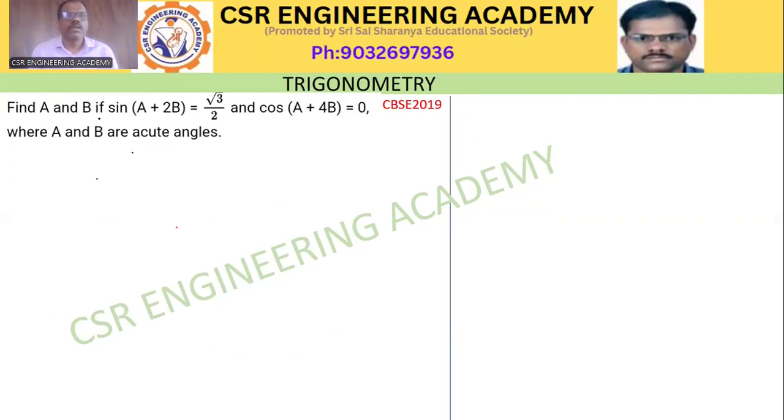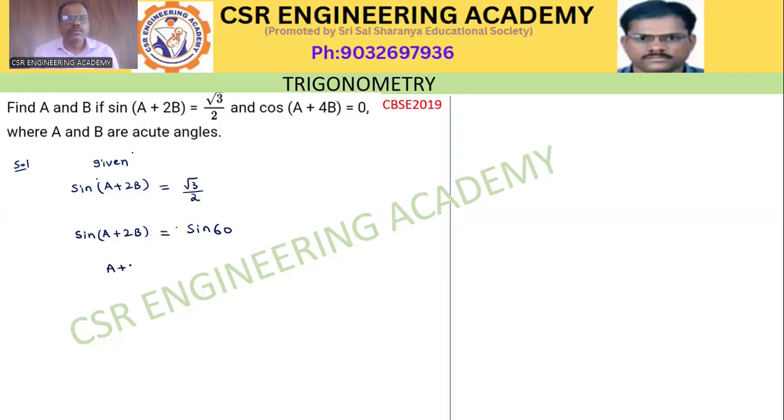Find A and B if sin of A plus 2B is equal to root 3 by 2 and cos of A plus 4B is equal to 0, where A and B are acute angles. Given sin of A plus 2B is equal to root 3 by 2. So sin of A plus 2B is equal to sin 60, since sin 60 is equal to root 3 by 2.